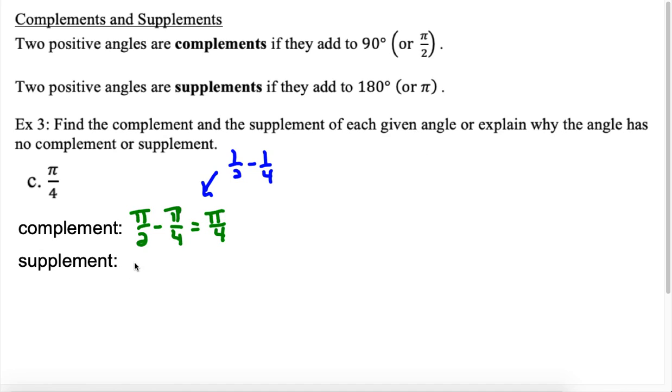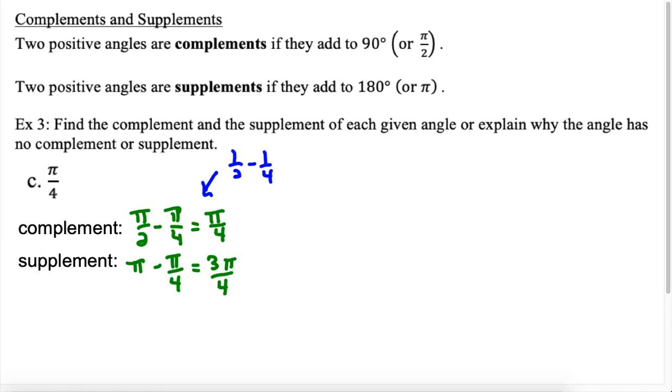To get the supplement, we would take pi minus my given angle of pi over 4. So this would be 4 pi over 4 minus pi over 4. The supplement would be 3 pi over 4.